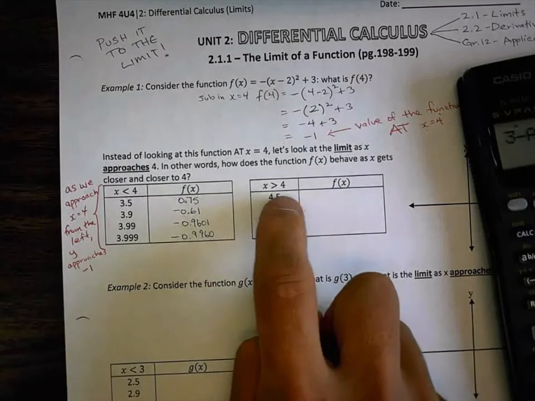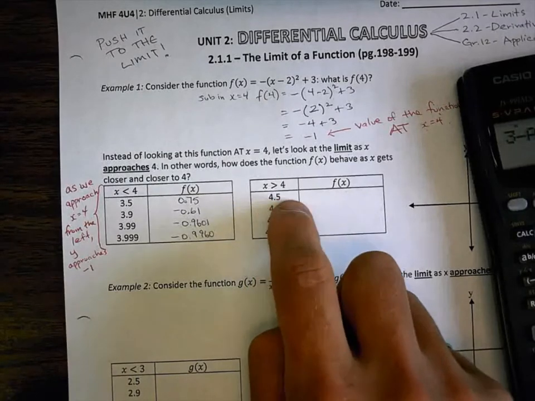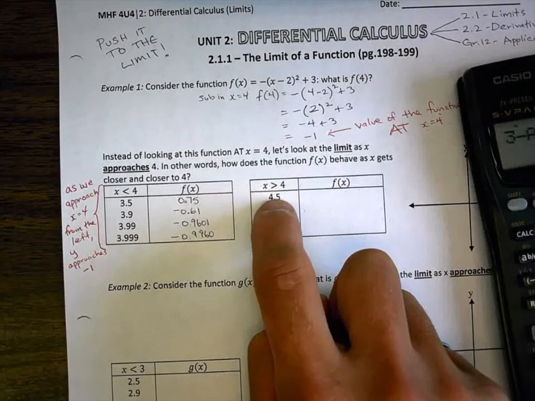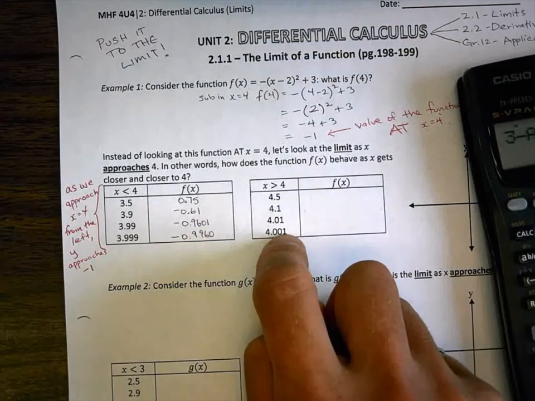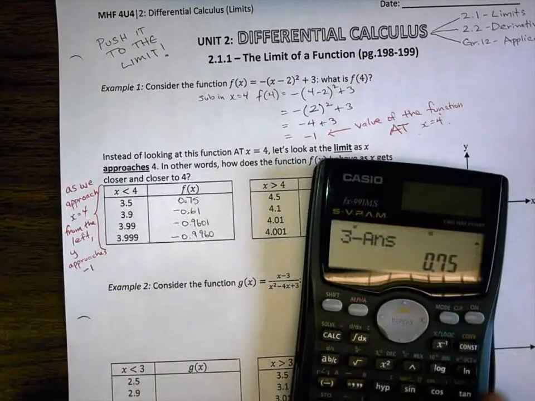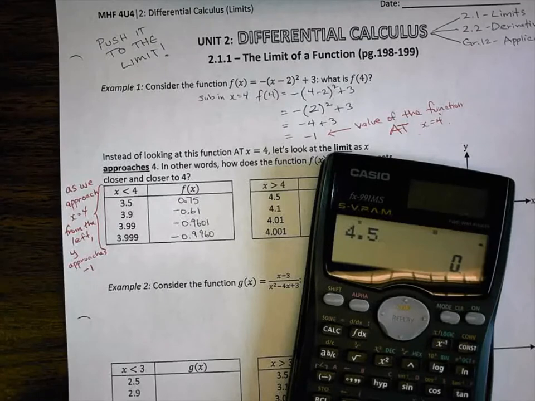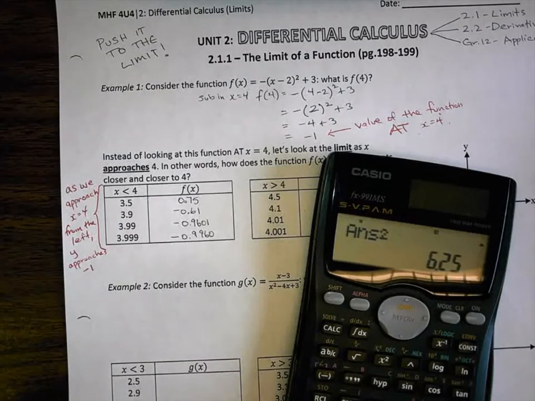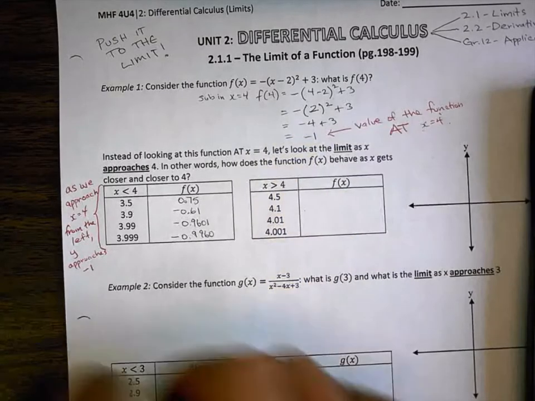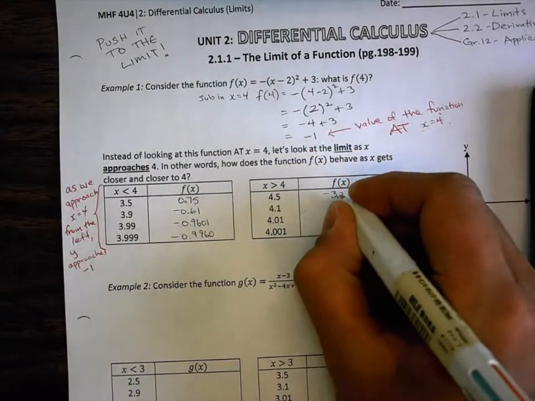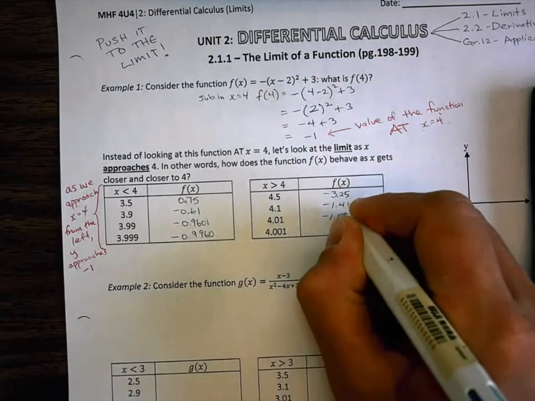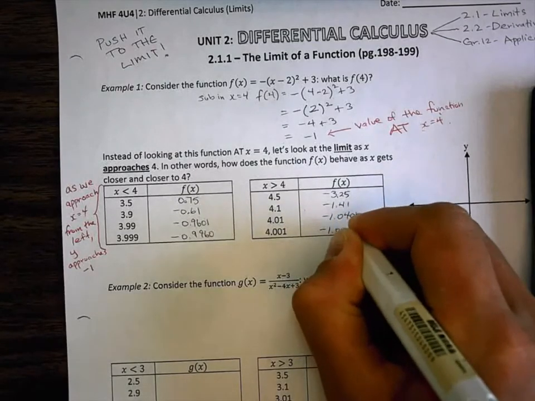Similarly, what happens as I approach x equals 4 from the right, with numbers that are greater than 4? So 4.5, 4.1, 4.01, getting closer and closer to 4 from a larger number. Let's do the first one together. I'm subbing in 4.5, minus 2 squared. Then I take 3 and subtract that answer. I get negative 3.25. If you do the rest yourself, negative 1.41, negative 1.0401, negative 1.0040.